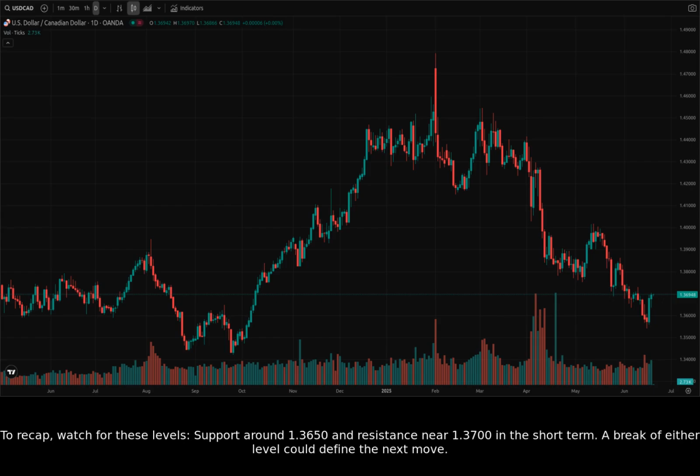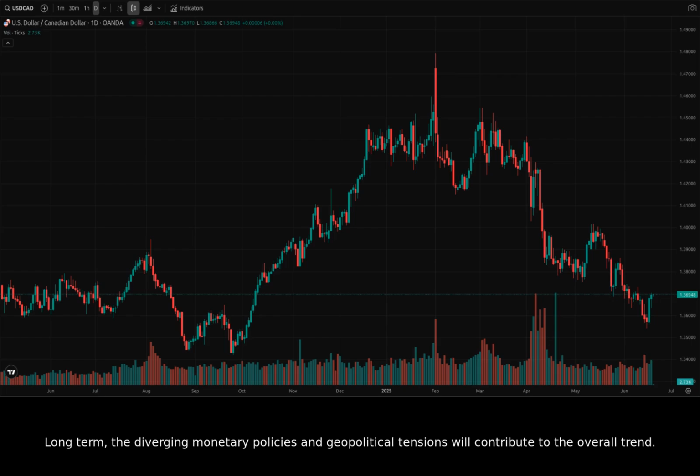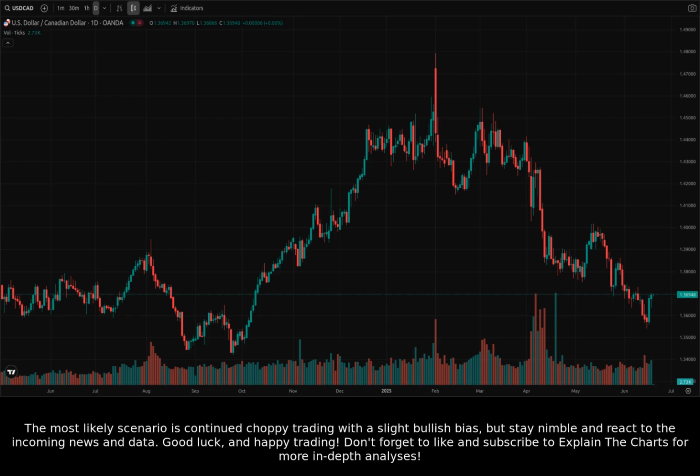To recap, watch for these levels. Support around 1.3650 and resistance near 1.3700 in the short term. A break of either level could define the next move. Long term, the diverging monetary policies and geopolitical tensions will contribute to the overall trend. The most likely scenario is continued choppy trading with a slight bullish bias, but stay nimble and react to the incoming news and data. Good luck and happy trading!